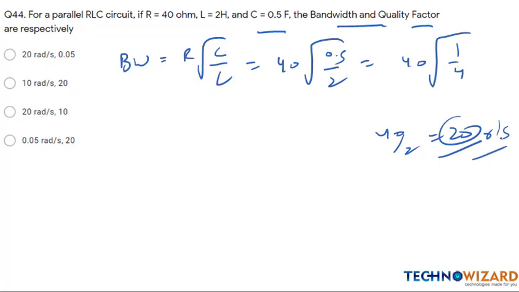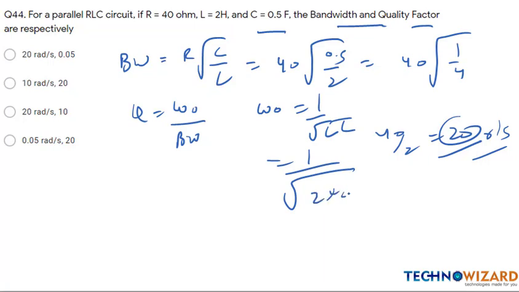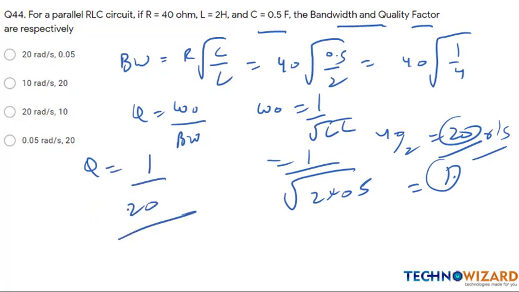The bandwidth will be 20 radian per second. Now you have to find the quality factor. The formula for quality factor is equal to resonant frequency upon bandwidth. Now resonant frequency is equal to 1 upon root LC, 1 upon root of 2 into 0.5, then the resonant frequency will be 1 radian per second. Now the quality factor will be 1 upon 20, which is equal to 0.05. Now bandwidth is 20 radian per second and the quality factor is 0.05. Therefore option A is the correct answer.